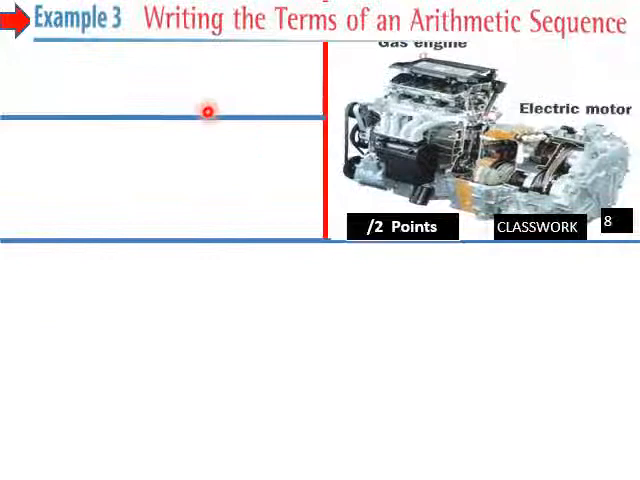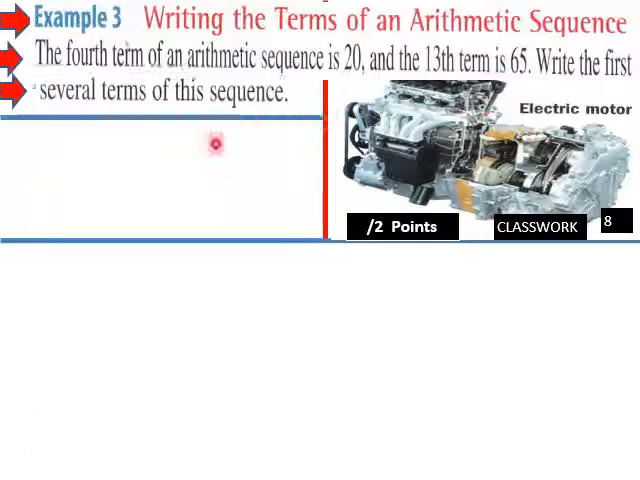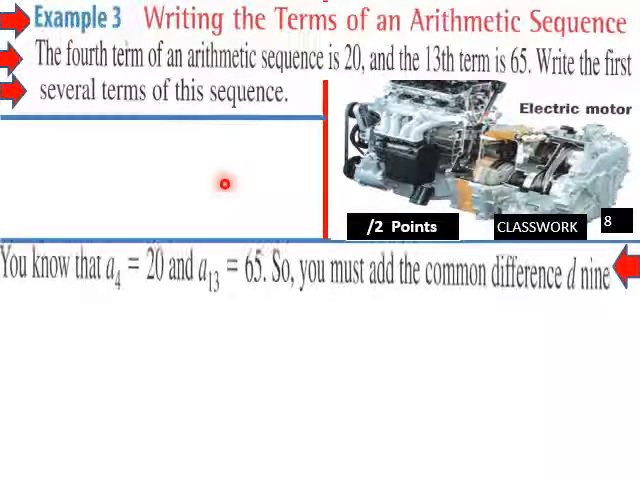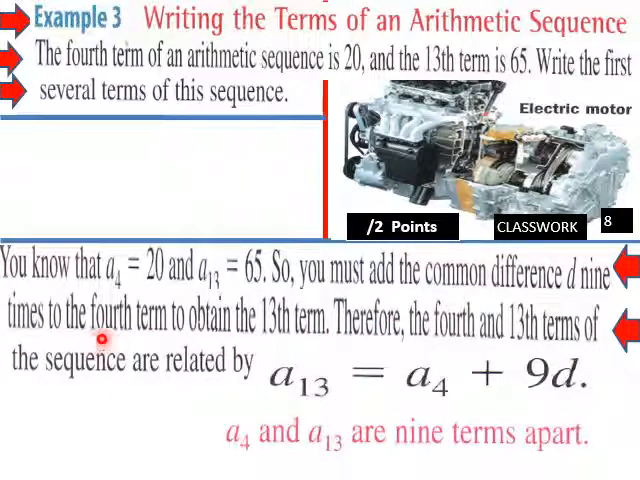Okay, moving on into example 3, writing the terms of an arithmetic sequence. The fourth term of an arithmetic sequence is 20, and the 13th term is 65. Write the first several terms of this sequence. You know that a_4 equals 20, and a_13 equals 65. So you must add the common difference d 9 times to the fourth term to obtain the 13th.